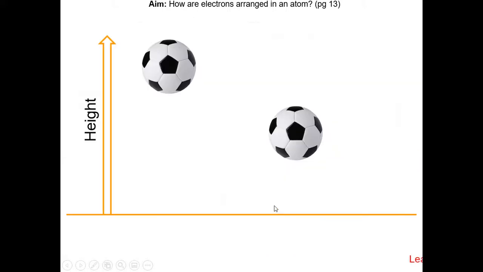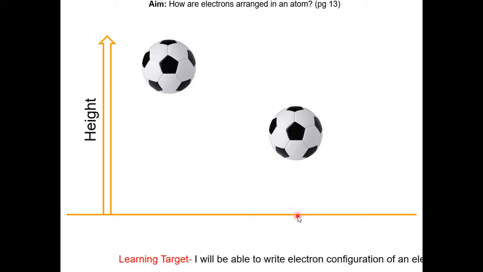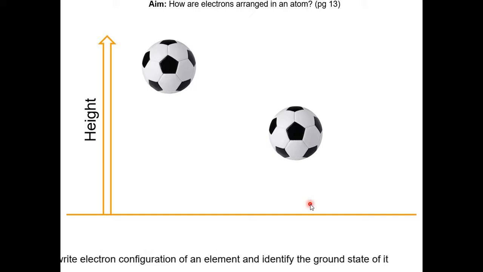So here's an analogy. Let's say you're holding a soccer ball and you're going to drop the soccer ball to the ground. The soccer ball that's higher up from the ground is going to have more potential energy than the soccer ball closer to the ground. Okay, so the same logic. Imagine the ground to be the nucleus, and these are the electrons, right? So the electron that's further away has more potential energy than the electron that's closer.